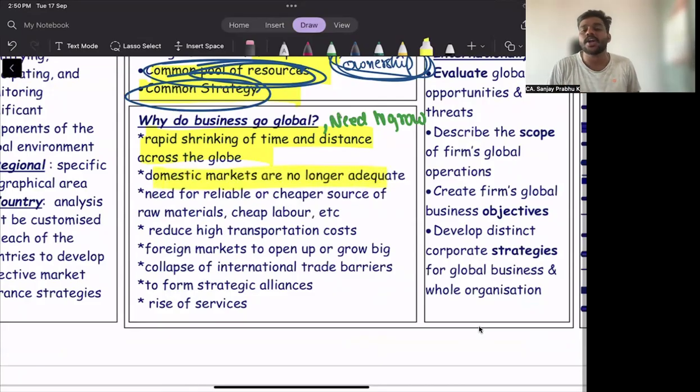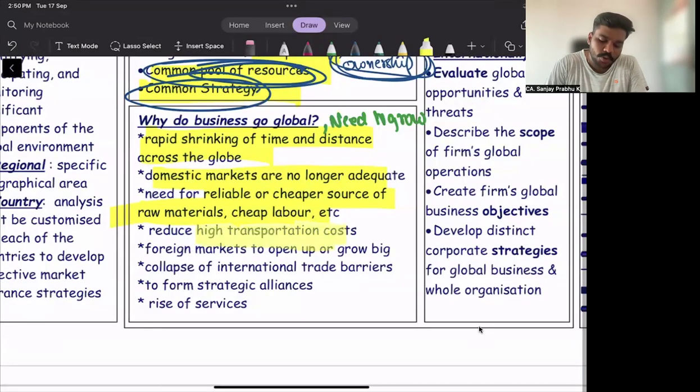Then the domestic market is no longer adequate. I have a very good production capacity, and even after satisfying the needs of the domestic market, I have much more production capacity, so I am exporting my products to different parts of the world. Then the need for a reliable and cheaper source of raw materials and cheap labor. India is the best example for cheap labor. Apart from Kerala, in North Indian states like Bihar and Uttar Pradesh, you can get very cheap labor. For example, you can get employees for 200 to 300 rupees per day, and you will be able to secure good cheap labor.